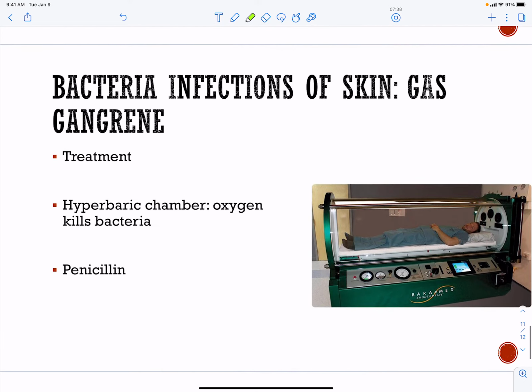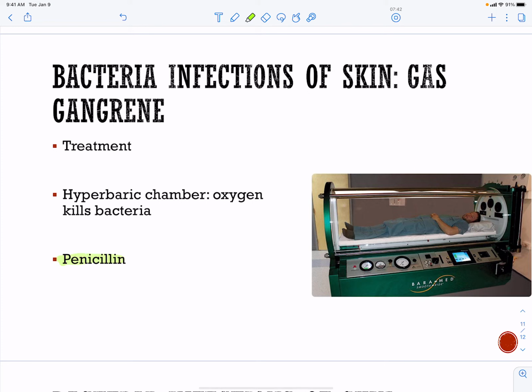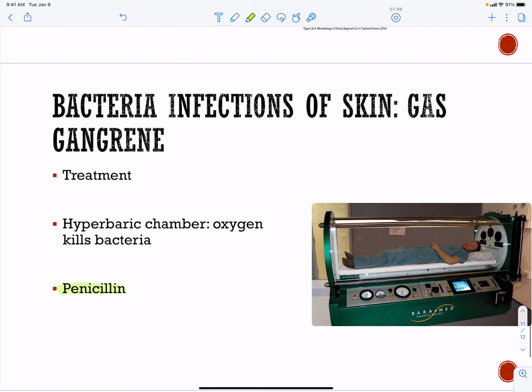Now, the treatment is going to be penicillin. Clostridium is very susceptible to penicillin still, at least for your gangrene. And they're also going to have hyperbaric chambers. These are oxygen chambers, and these will help to kill the bacteria as well, putting a lot of oxygen into the environment where the bacteria are.